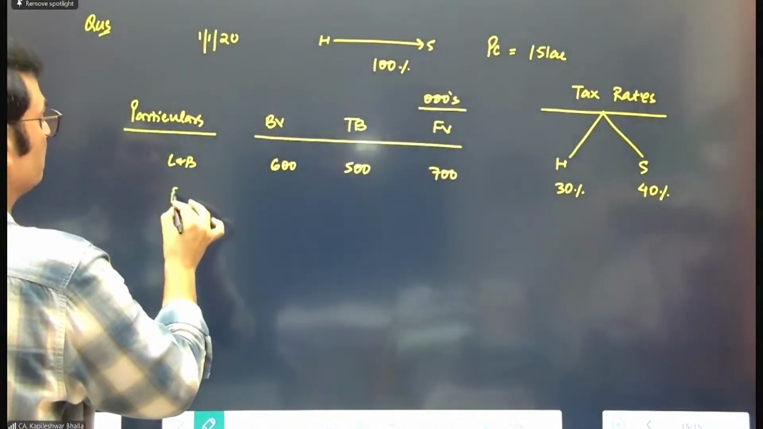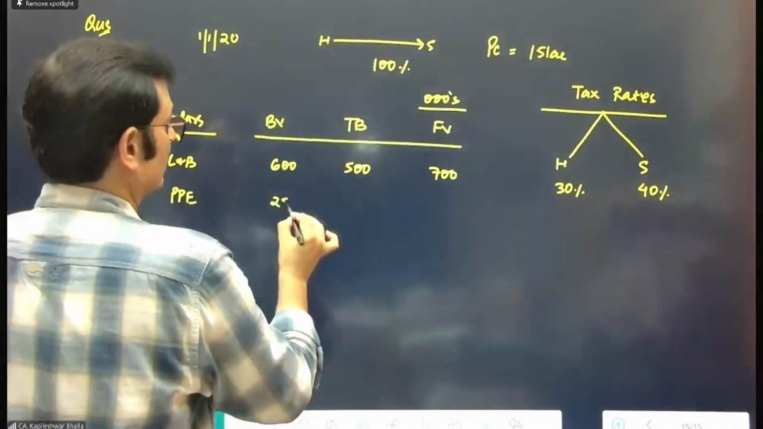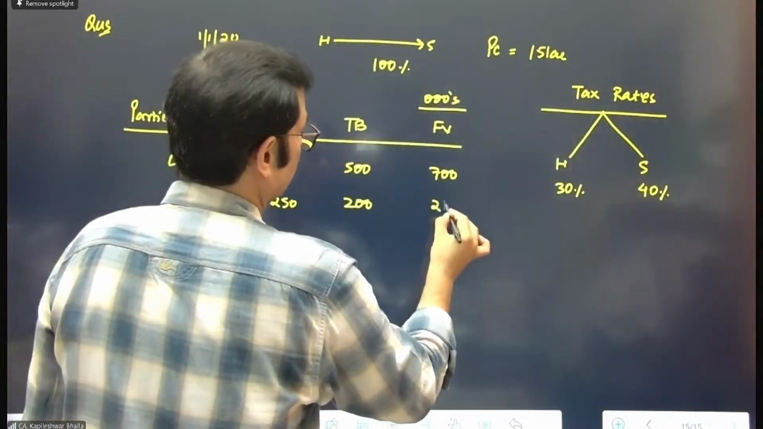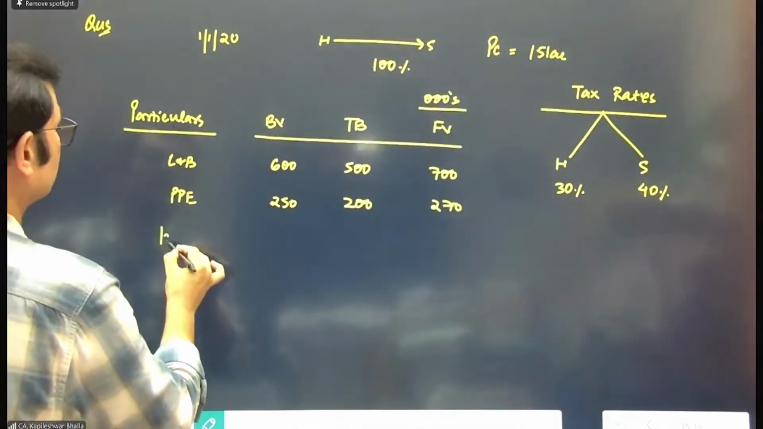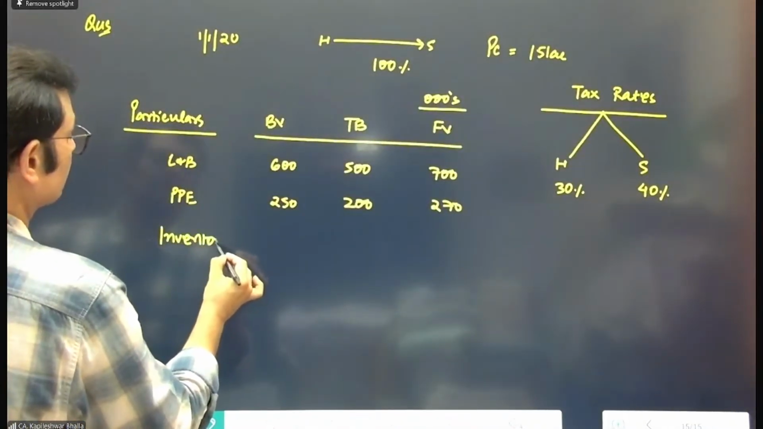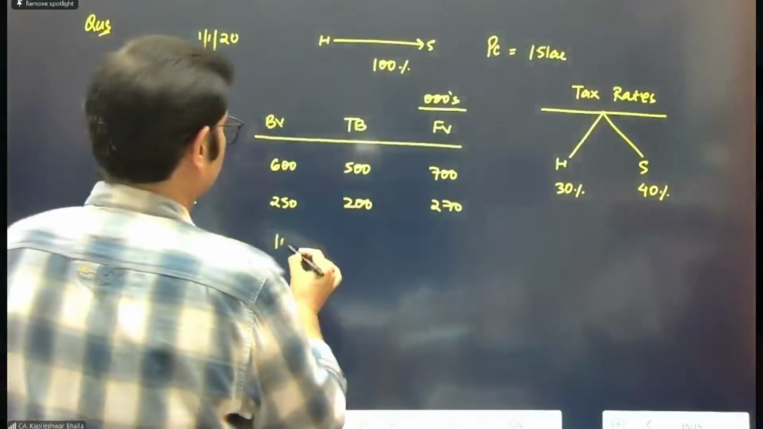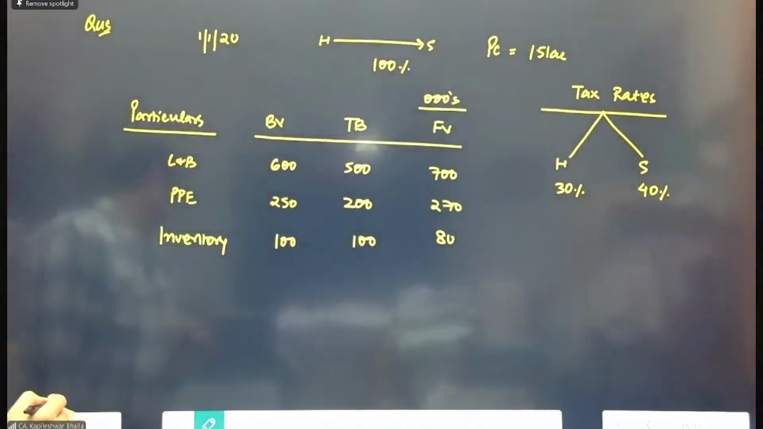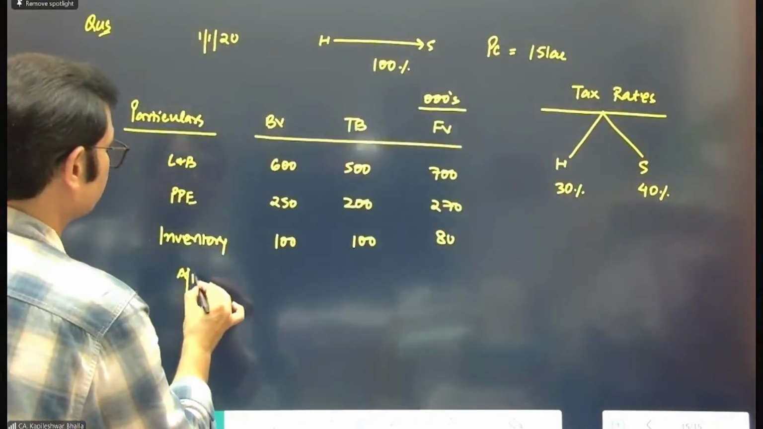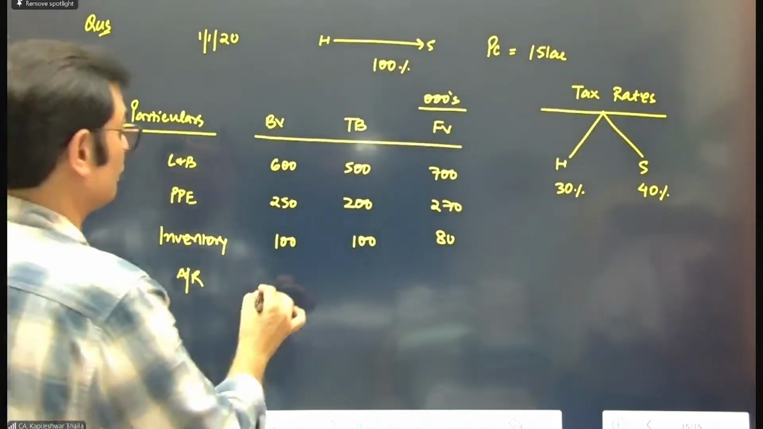Similarly, we're given the property, plant and equipment. Let's say this is 250, this is 200, and this is 270. And let's say the next item is inventory. As far as inventory is concerned, it is, let's say, 100 as well as 80. Next we are given the accounts receivable. For accounts receivable, I am given 150 throughout.